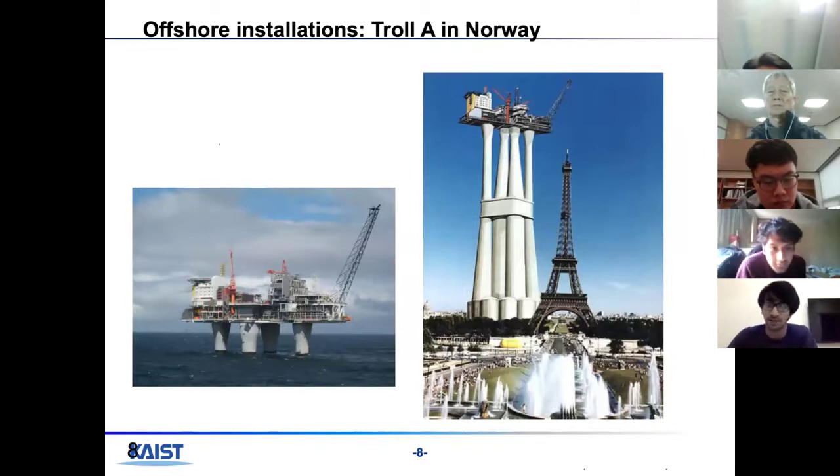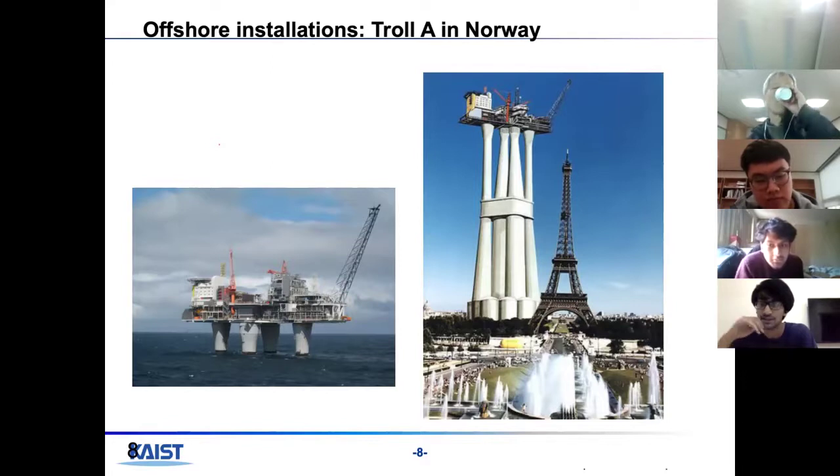The Troll A platform is an offshore natural gas platform in the Troll gas field on the west coast of Norway, and it is the tallest and heaviest structure that has ever been moved to another position. It's remarkable in its own kind. It's really unique, and it was positioned relative to the surface of the earth, and it is one of the most complex engineering projects.